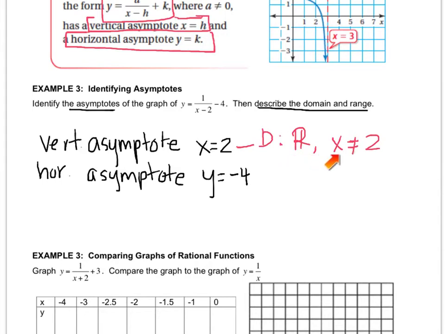That's what this says. The horizontal asymptote is the range, and that tells us that it's all real numbers, but y cannot be equal to -4. So every number is going to work in the domain except for 2, and every number is a potential range value except for -4.